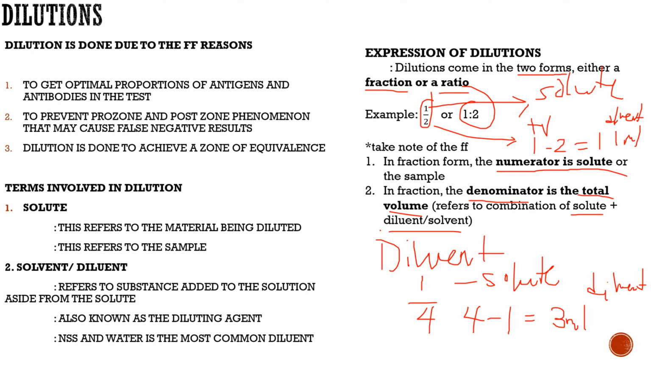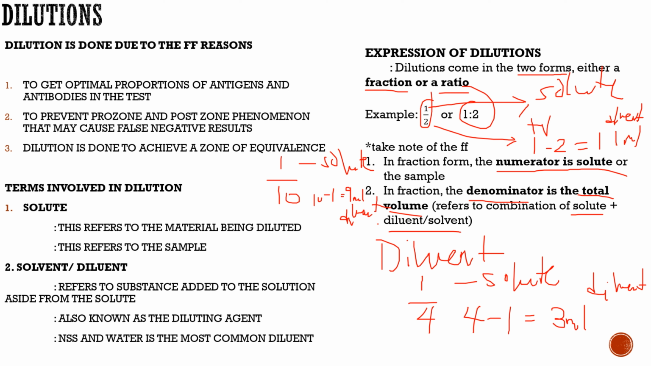Okay, so let's do another example. I'll call someone. Here, another one. 1 is to 10. So the 1 here is the solute. Apply the same formula, the total volume minus the solute, 10 minus 1, you get 9 ml as the diluent. So do take note of that.